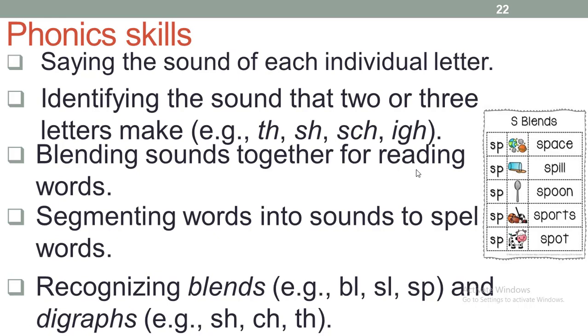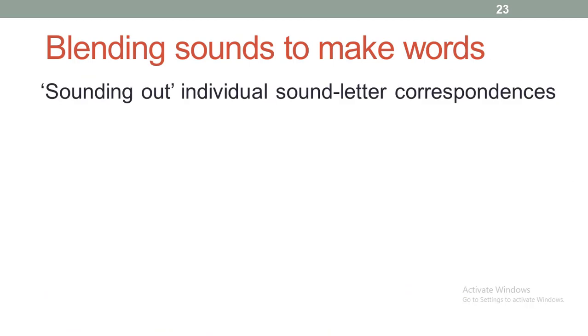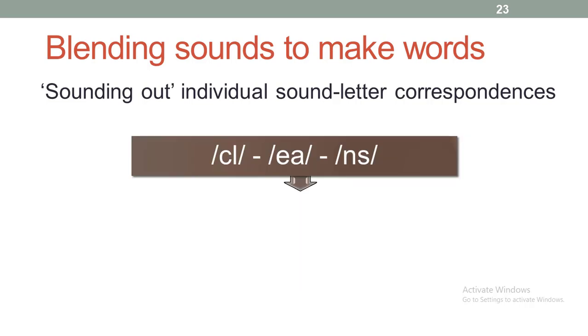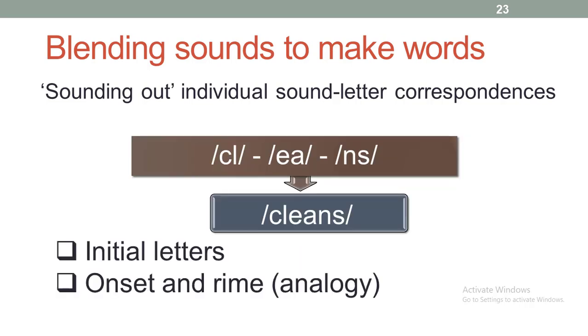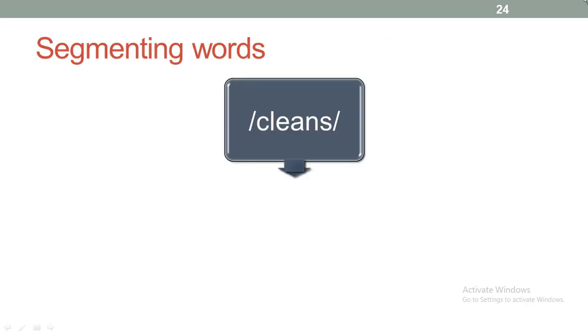طبعا إذا جمعت المتشابهات تكون الأمور صعبة، وإذا جمعت المختلفات تكون سهلة بالنسبة للطالب. So blending sounds to make words, sounding out individual sound letter correspondences. For example, these are clean, how we can cut them down into phonetically different parts according to their initial letters and onset and rhyme. طبعا هذه ممكن نقطعها ويكون التقطيع مفيد بالنسبة للطلاب حتى يعرفون كتابتها بشكل صحيح.